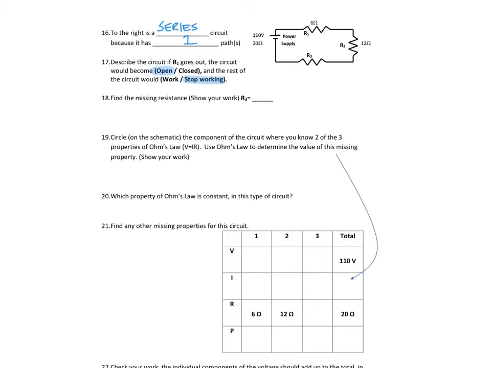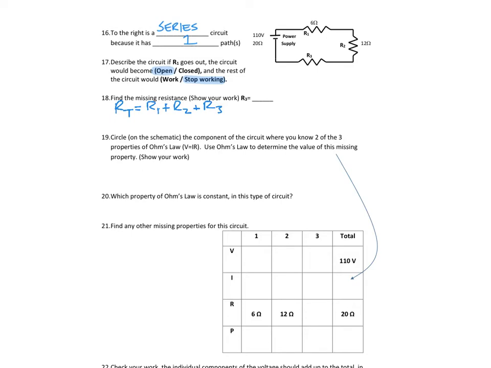So now I'm asked to find the resistance in R3. So I've got the total resistance. I've got the resistance in 1 and 2. I want to figure out the resistance in R3. Well, in a series circuit, I know that I can add up each resistor to get my total. So R1 plus R2 plus R3.